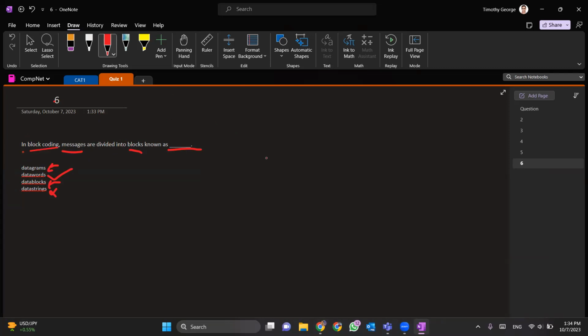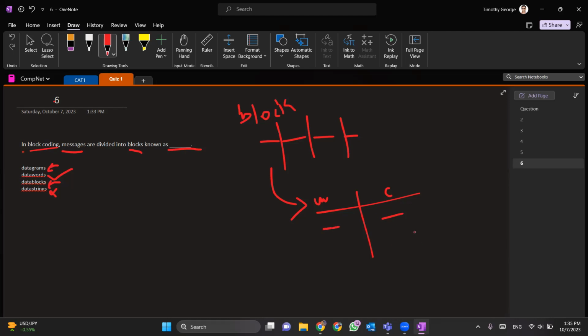So in block coding, if you have a message and you're dividing it into blocks, then for each of these blocks you would have a table that would match the word to the code. So you have your data words and you would have the corresponding code word. And that's how we can check whether there are errors in the messages using this data word and this code word. So this answer is clearly data words. Okay, next question.